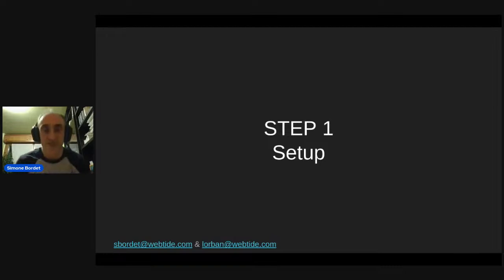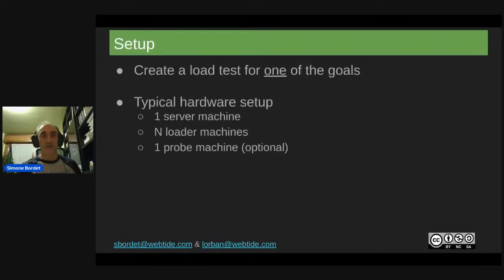So how do you do load testing? We have identified, in our experience, four steps. The first step is the setup, and you need to create a load test for one of the goals that you have in mind. So if it is, for example, a steady state load test because you want to know how many requests per second you get in order to achieve 50% CPU usage, then you write a load test that, for your particular use case, would be the most common in production, and you see how it goes.